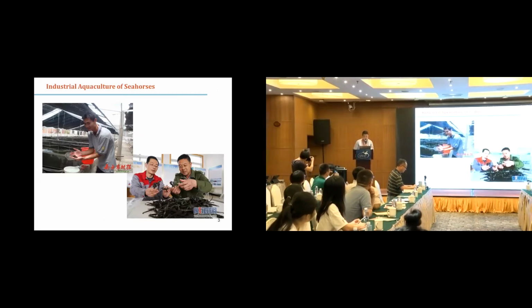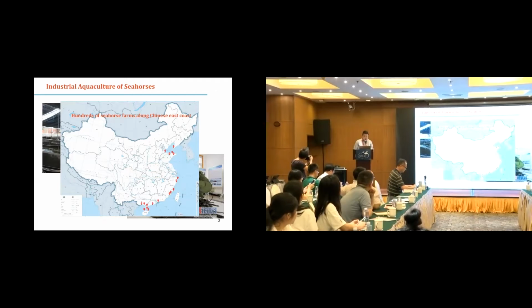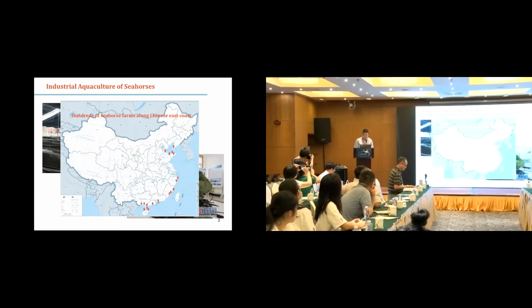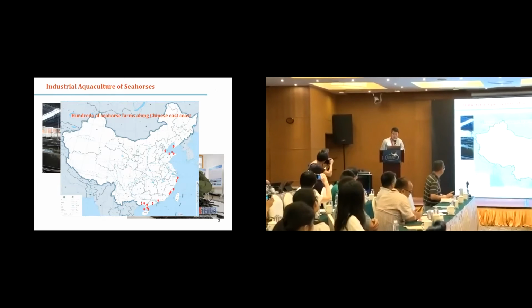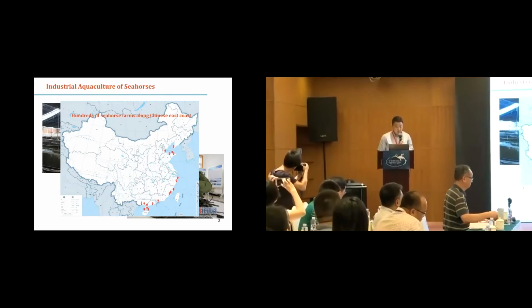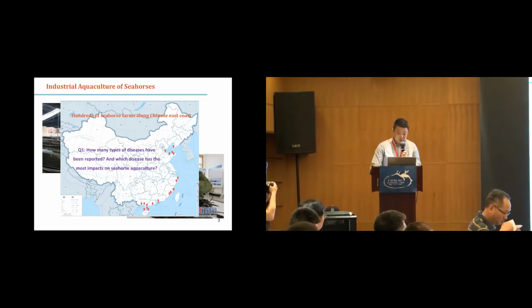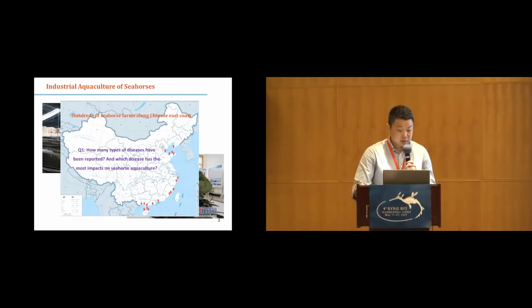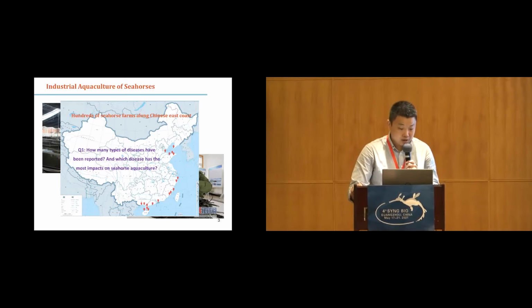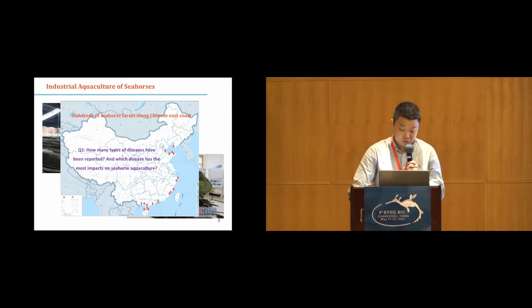In China, agriculture of seahorses has been very popular in the last decades. Now there are hundreds of seahorse farms along the Chinese east coast. Seahorses are very sensitive to stress, especially under farm conditions, which makes them more vulnerable to disease. Here is a question: how many types of disease have been reported, and which disease has the most impact on seahorse agriculture?